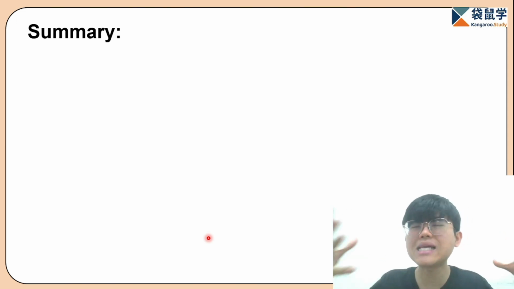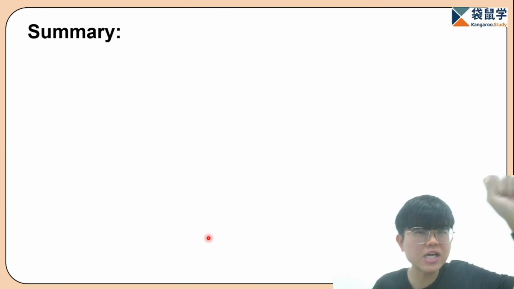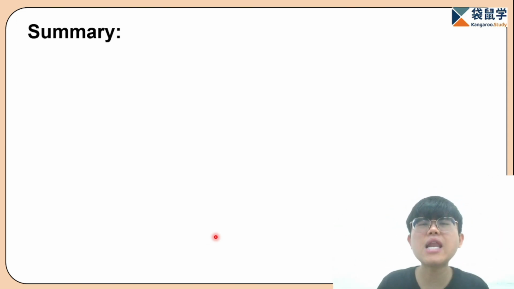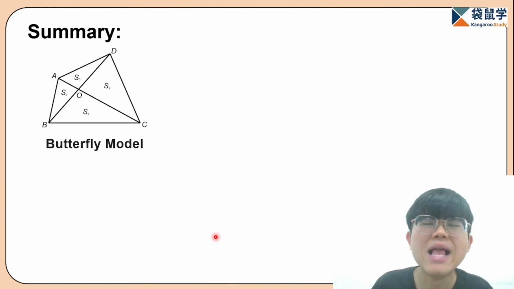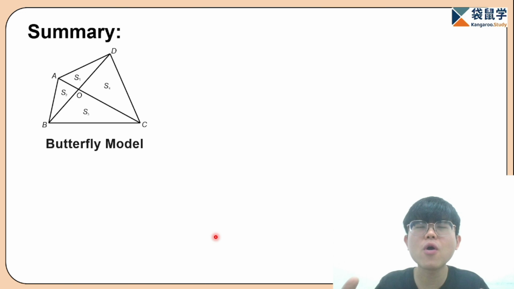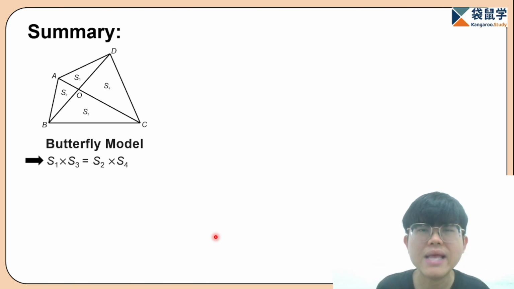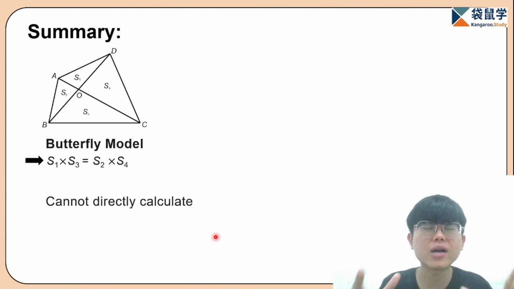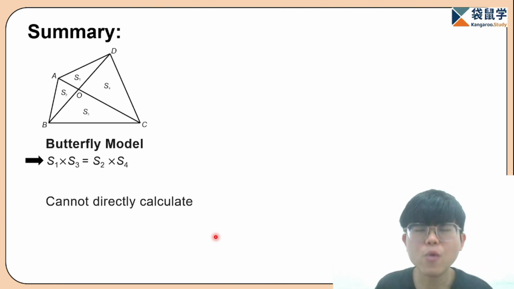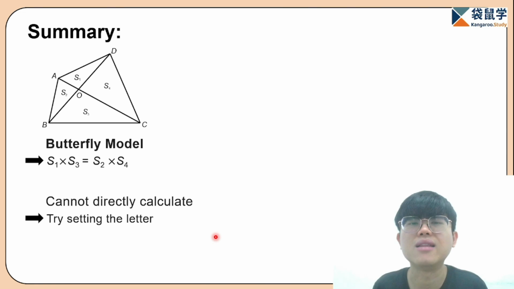Alright, so let's summarize what we learned from this question. First, when you have this kind of shape, which we call the butterfly model, the product of the areas of the opposite triangles are equal. Second, when there is a value that you are not able to directly calculate, we can try to set a letter.